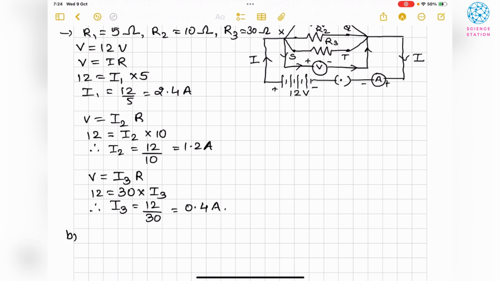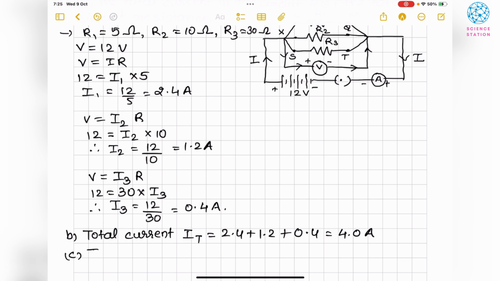Now B part was total current. So total current, let me call it IT, equal to 2.4 plus 1.2 plus 0.4. So that will come to 4.0 ampere.